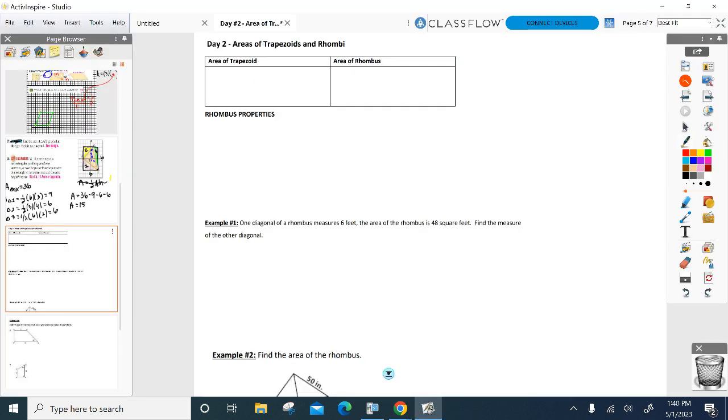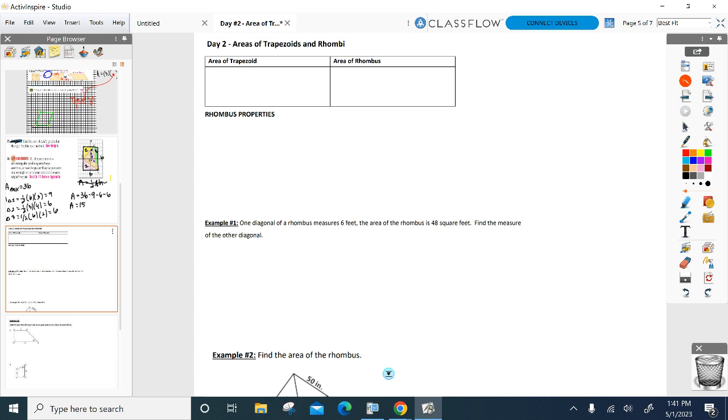Okay, day 2. We have trapezoid and rhombus. We went over these formulas on Friday. Friday, all those formulas, parallelogram and triangle, are on your reference sheet in the back. You'll know those next week for the test. These two are not given on the formula sheet. This is your responsibility. So, trapezoid.